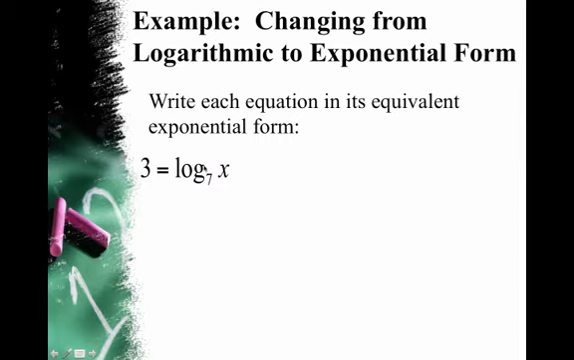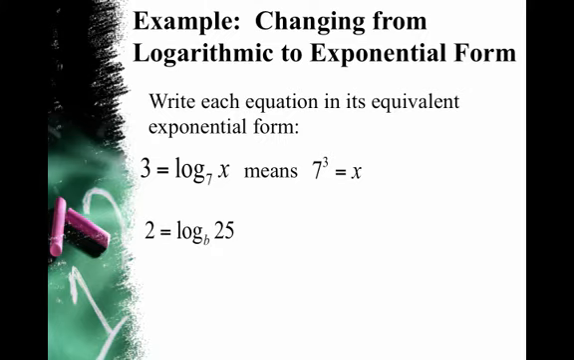Okay, so let's do it three different times here. Let's write each equation in its equivalent exponential form. So we have 3 equals log base 7 of x. If we want to get to the exponential form, we're going to have 7 raised to the 3 equals x. And so we can evaluate that, right? We can solve for x. Sure, everybody's capable of plugging 7 to the 3rd power into their calculator.